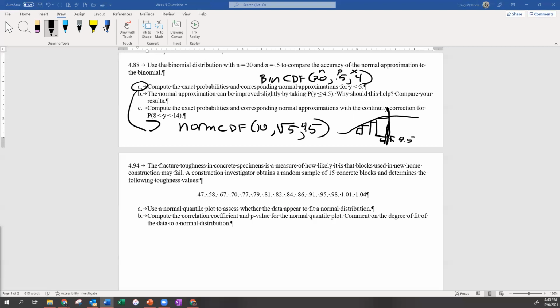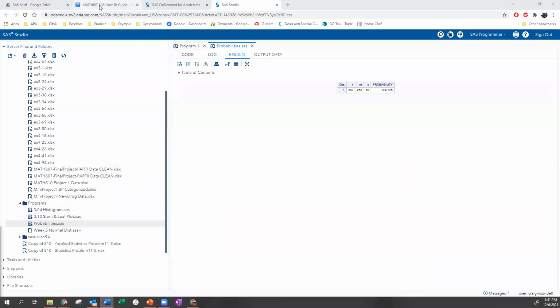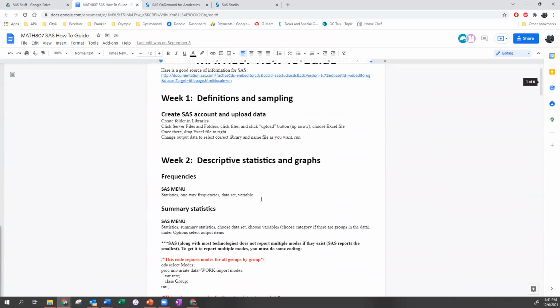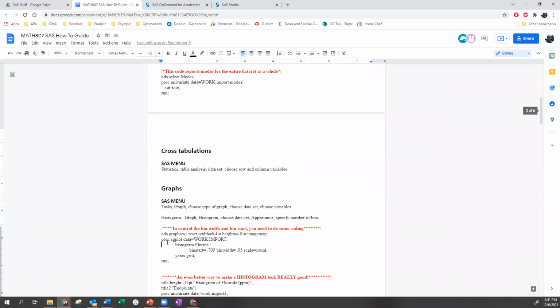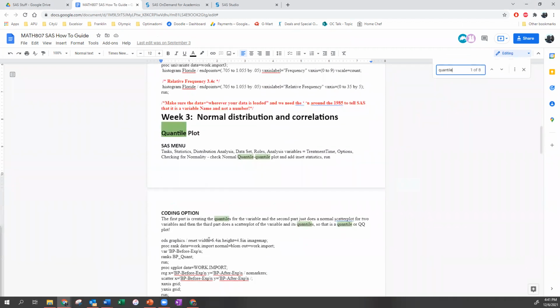Anything else? I haven't done 4.94. I only have 2 left. I'm assuming we have that function in the SAS stuff, so we should be able to use SAS to do that last question. Yeah, there's the quantile plot. We actually did one early on. Yeah, it's under week 3. Got it, there it is.